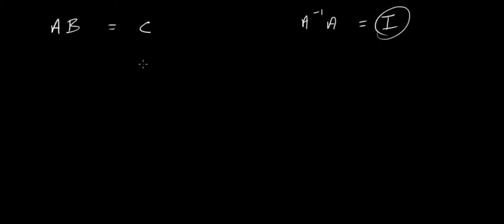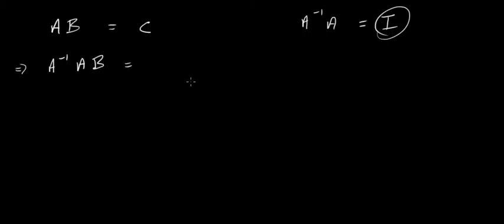So let's multiply both sides of this equation by A inverse. Let's say I want to get rid of A from this side of the equation. So what I'm going to do here then is take A inverse and multiply it by A, B.